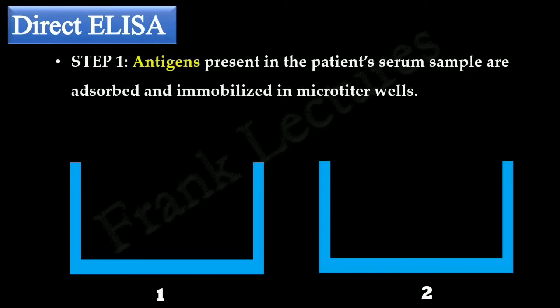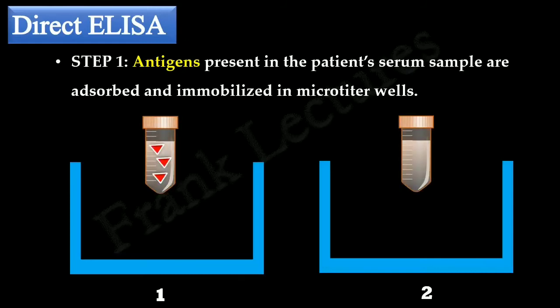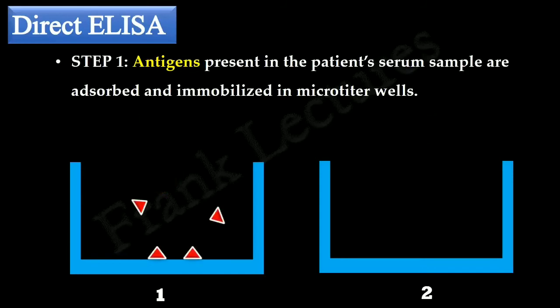We will take two microtiter wells, each corresponding to the patient's serum sample. So this is 1 and this is 2. In the first step, the antigens present in the patient's serum are absorbed and immobilized in the microtiter well. No adsorbed antigens are shown in the well 2 because the target antigen is absent in the serum sample of patient 2.